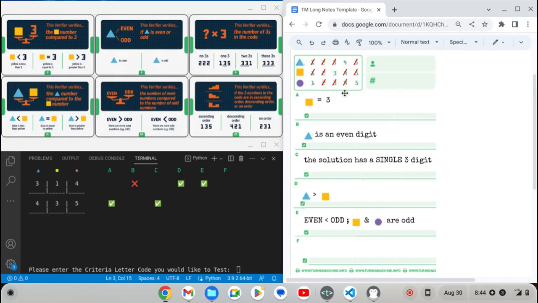Okay, and so now it comes down to the ordering. Could it be 431? Could it be 435? So let's go ahead and test criteria card F. And yeah, so it has no order. So that means that circle cannot be 1, because that would lead to a descending solution. And so, yeah, let's go ahead and type that up in our notes, that the solution has no order. And so that leads to 435.